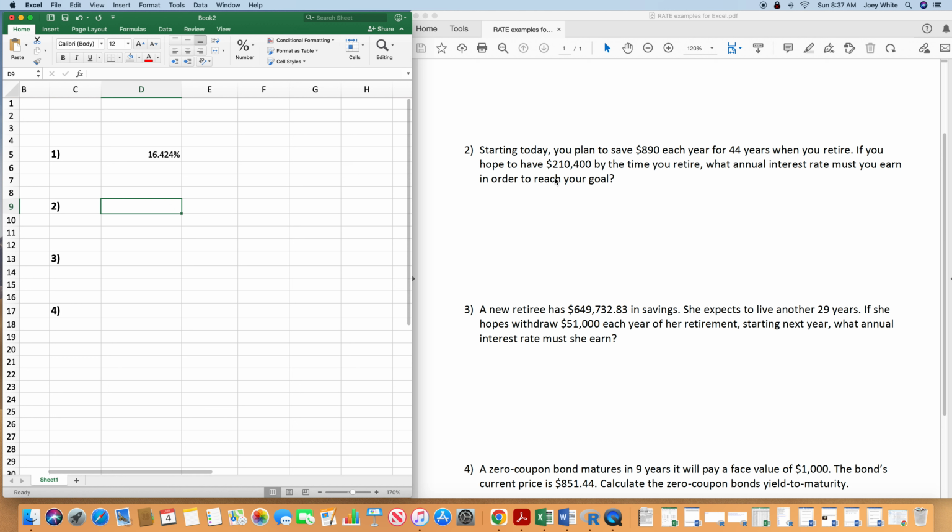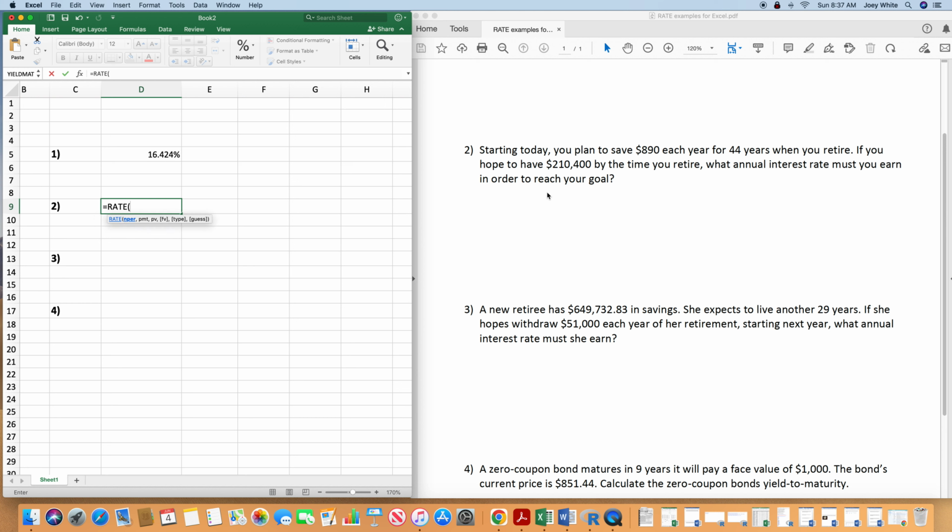So starting today, you plan to save $890 each year for 44 years when you retire. So we know that this is an annuity, right? Because $890 is going to be paid each year for 44 years. And because you're starting today, that means it's an annuity due. If you hope to have $210,400 by the time you retire, what annual interest rate must you earn in order to reach your goal? Okay, so we'll go equal sign, rate, open parentheses.